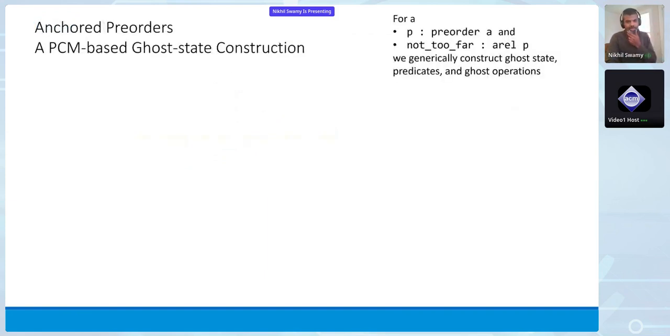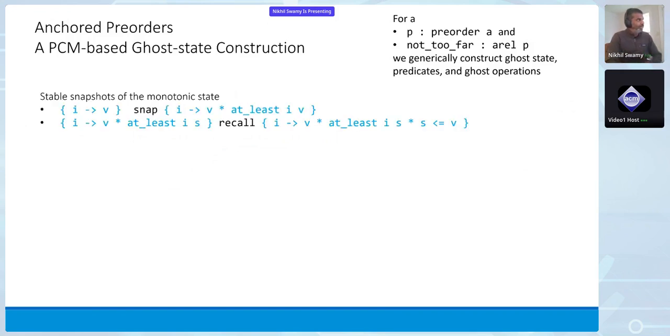So what we have are some libraries in Steel where, given one of these pre-orders that describe how the counter evolves monotonically, and a relation that's describing this metric, the distance that a counter is allowed to be from the anchor, we build ghost state constructions that allow you to take stable snapshots of the monotonic state, and that behaves just like standard monotonic state.